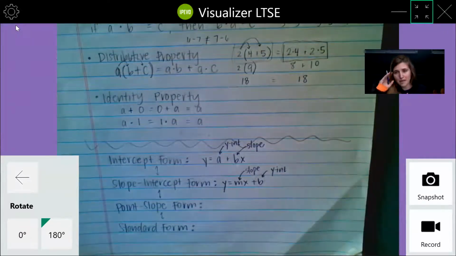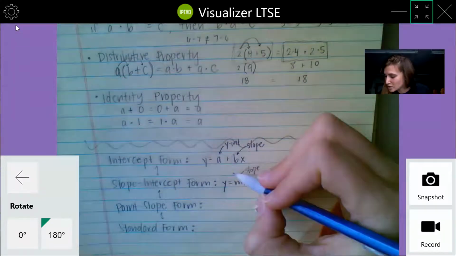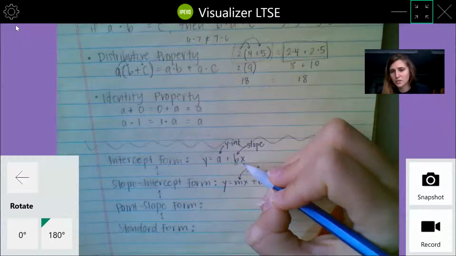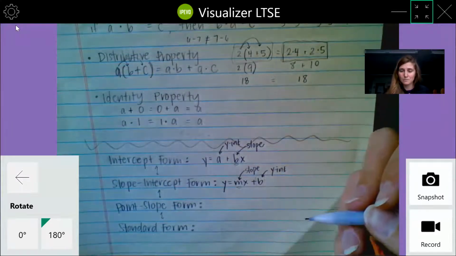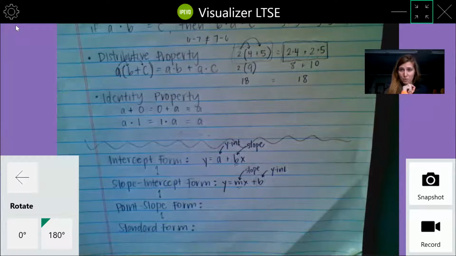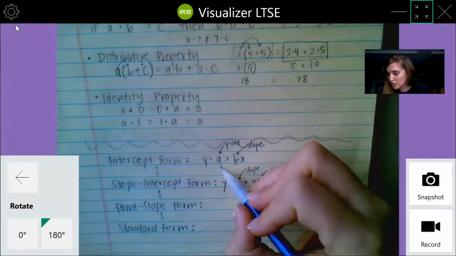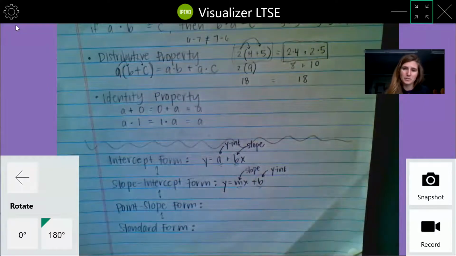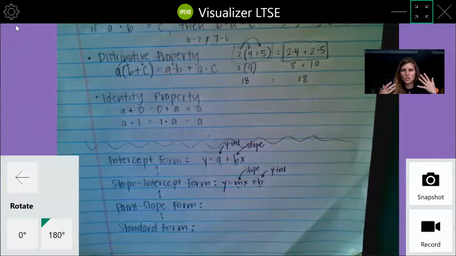And the main point for these two forms is to think about how the slope is the coefficient of x. It's being multiplied by x. The slope does not include x. It's only the number. And then this number that's being added to it, that's our y-intercept. Okay, so it doesn't really matter what the letter is. We just need to know how it's functioning within the equation.